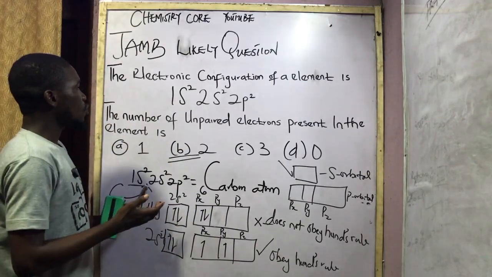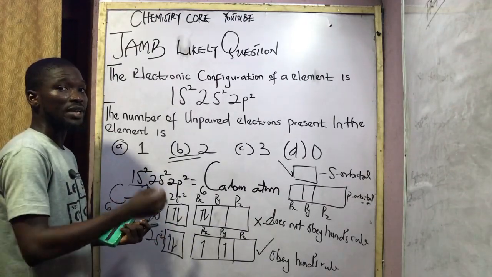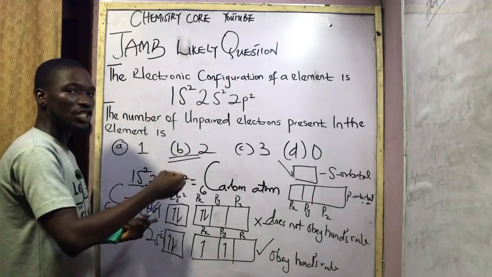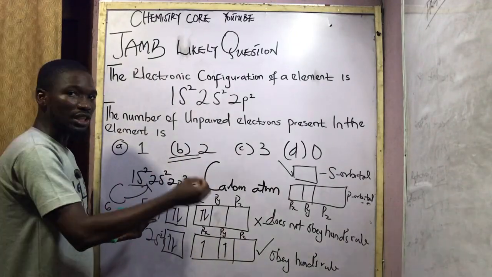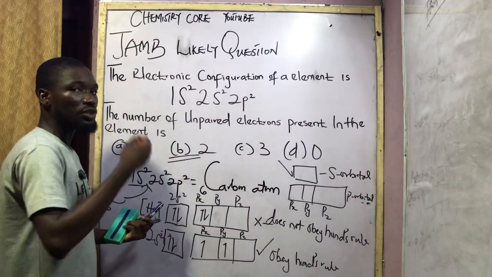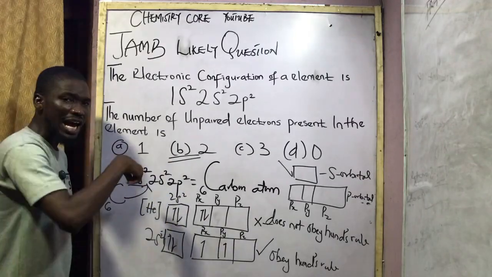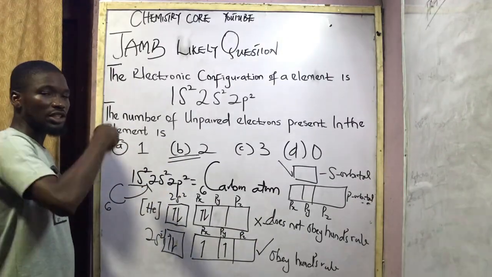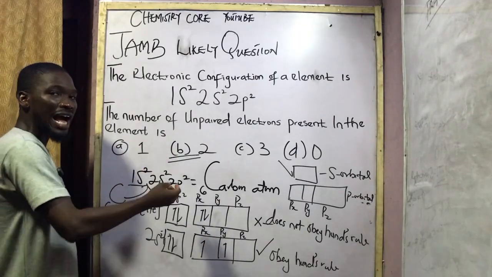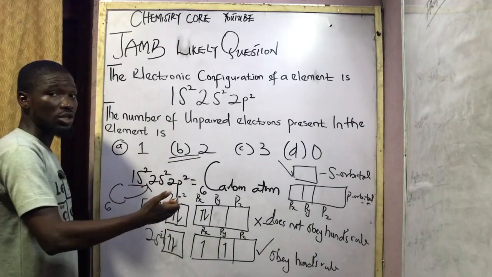So guys, when we talk about electronic configuration, you need to understand the concept of how we can easily deduce the element of which you are given the electronic configuration. Without knowing the element given to you, you cannot deduce the answer. So guys, this is how you can easily deduce the answer to any question where you are asked to bring out the unpaired electrons of any given element you come across in your examination.